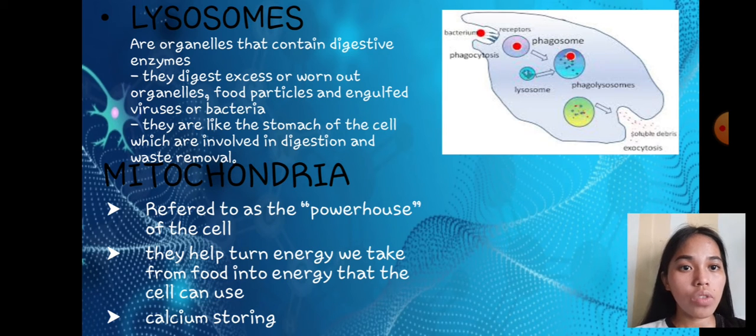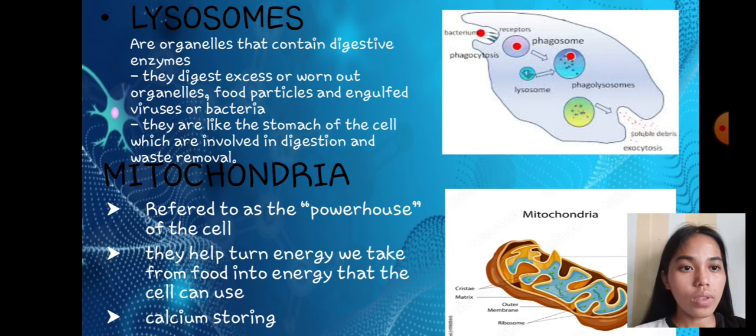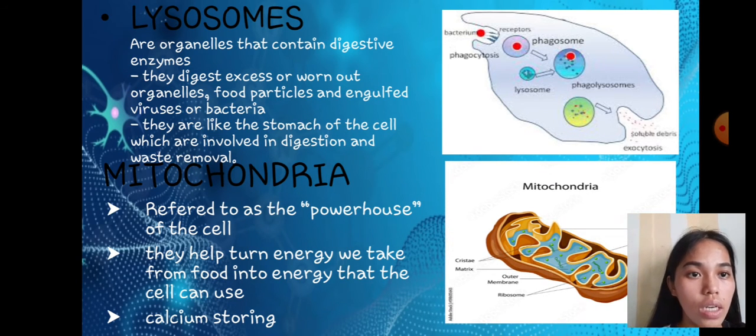Next are mitochondria, referred to as the powerhouse of the cell. They help turn energy we take from food into energy that the cell can use. Mitochondria also store calcium. This is an example of mitochondria. There is an outer membrane, ribosome, and more.